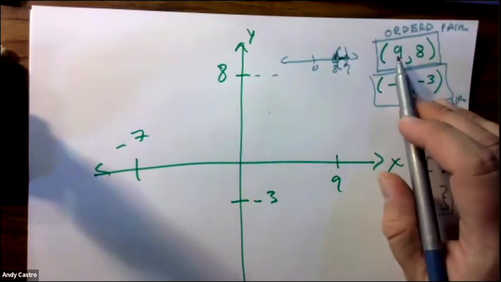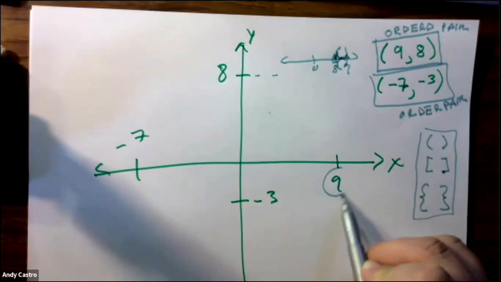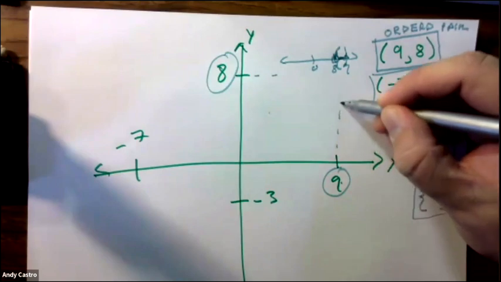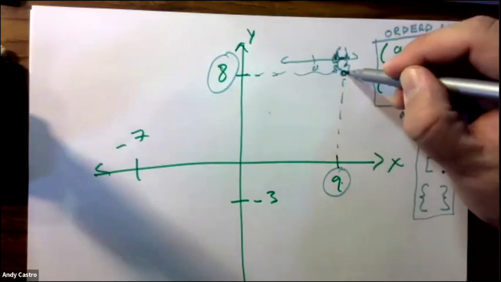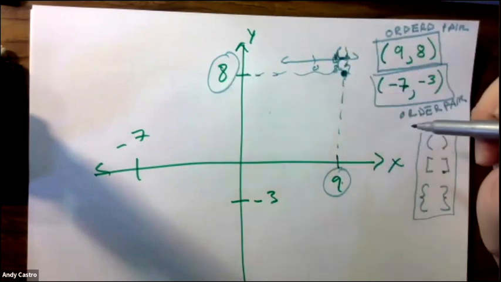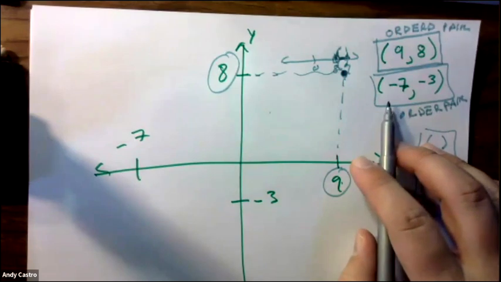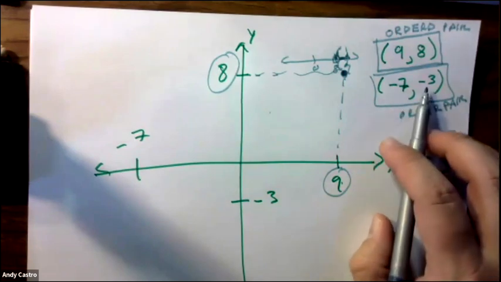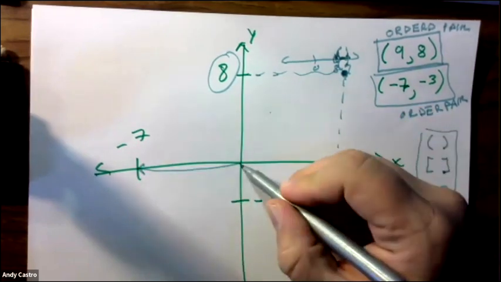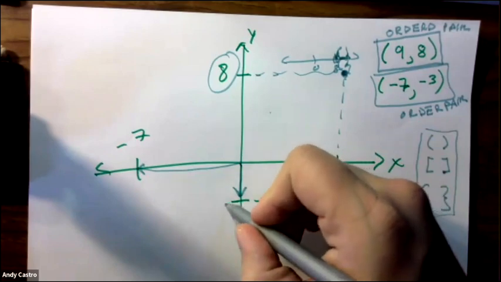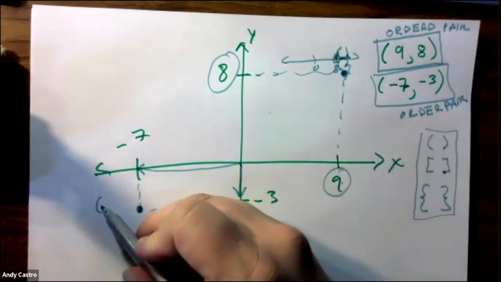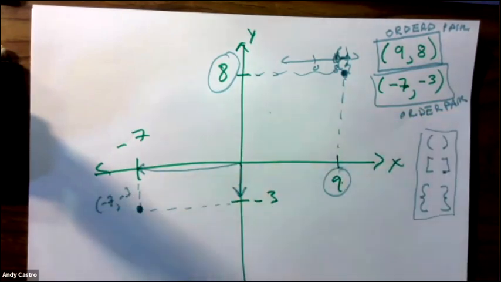So let's graph 9, 8. The first number is my x number, so I go over here to 9. My second number is my 8, so I come up here to 8. And this is my point. 9 over on x, 8 up on y. The next one is -7, -3. We always start with the x, so we go -7, and then on the y, we're going down -3. Right there. That is -7, -3.